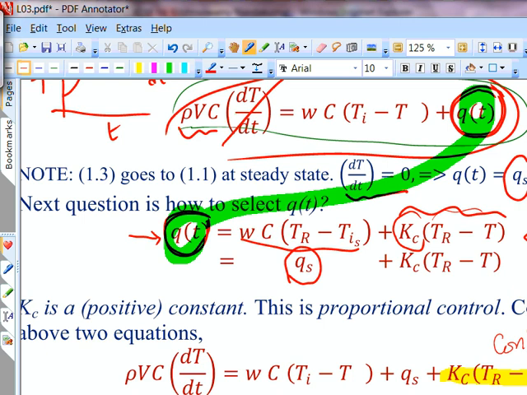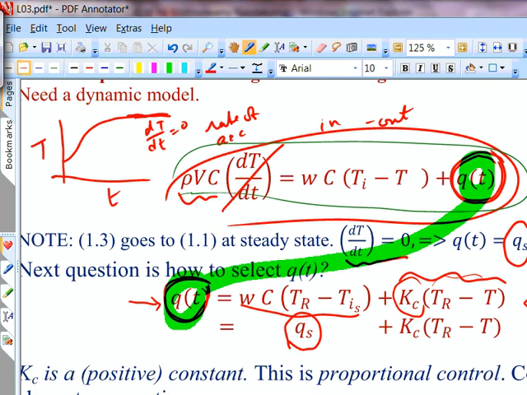Okay, question: can you define the difference? TR is the set point. T is the actual temperature in the tank, and that is the temperature that appears here, because that is the accumulation of energy depending on the current tank temperature. The same temperature also determines how much energy is coming out. T is the unknown variable here, and that's what we are going to solve for.